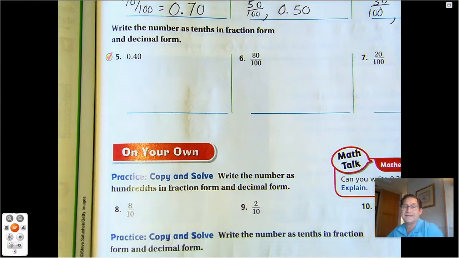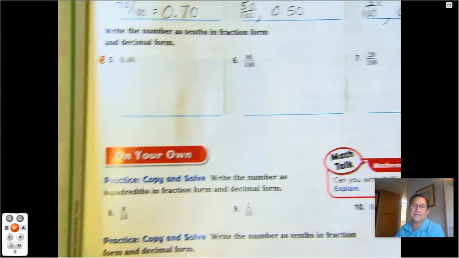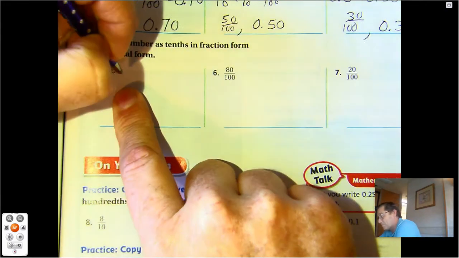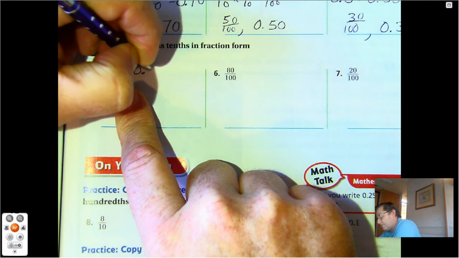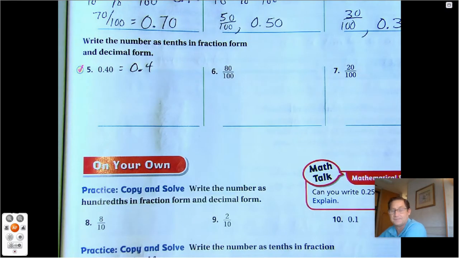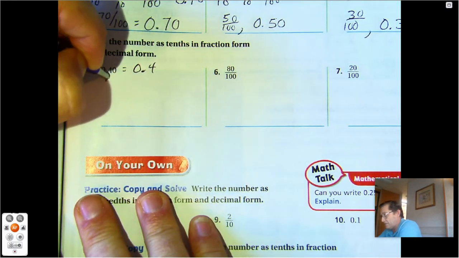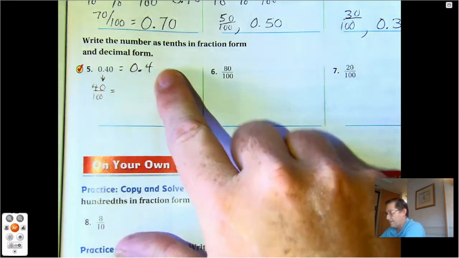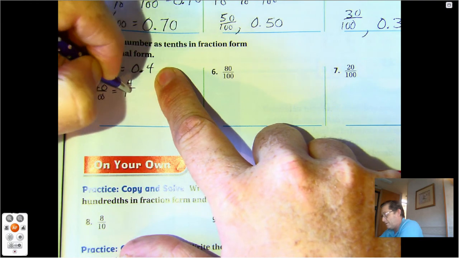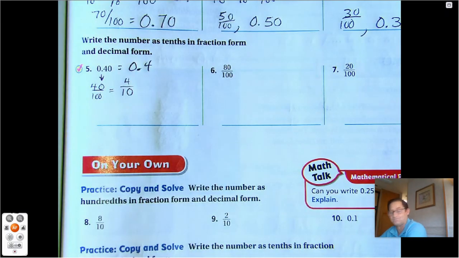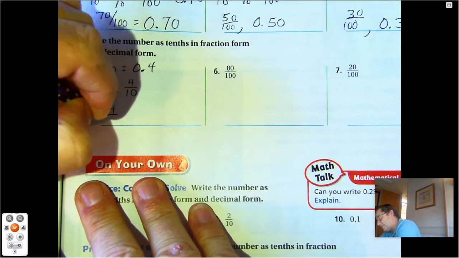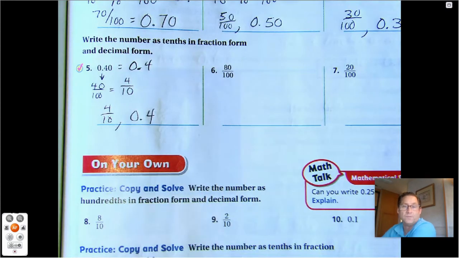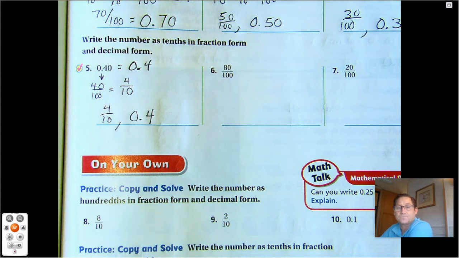Write the number as tenths in fraction form and decimal form. All right, so this is 40 hundredths, and we know that equivalent value is 4 tenths. So this as a fraction would be 40 over 100, and this as a fraction would be 4 tenths. So 4 tenths, 0.4.